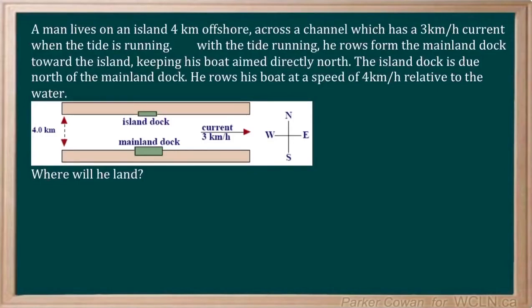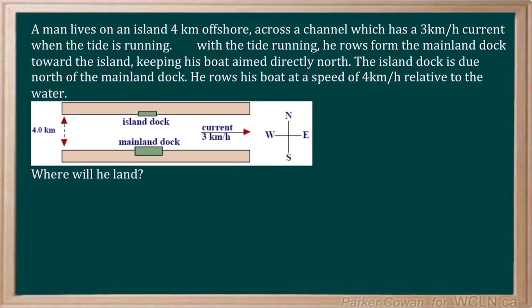A man lives on an island 4 kilometers offshore across a channel which has a 3 km/h current when the tide is running. With the tide running, he rows from the mainland dock toward the island, keeping his boat aimed directly north. The island dock is due north of the mainland dock. He rows his boat at a speed of 4 km/h relative to the water.